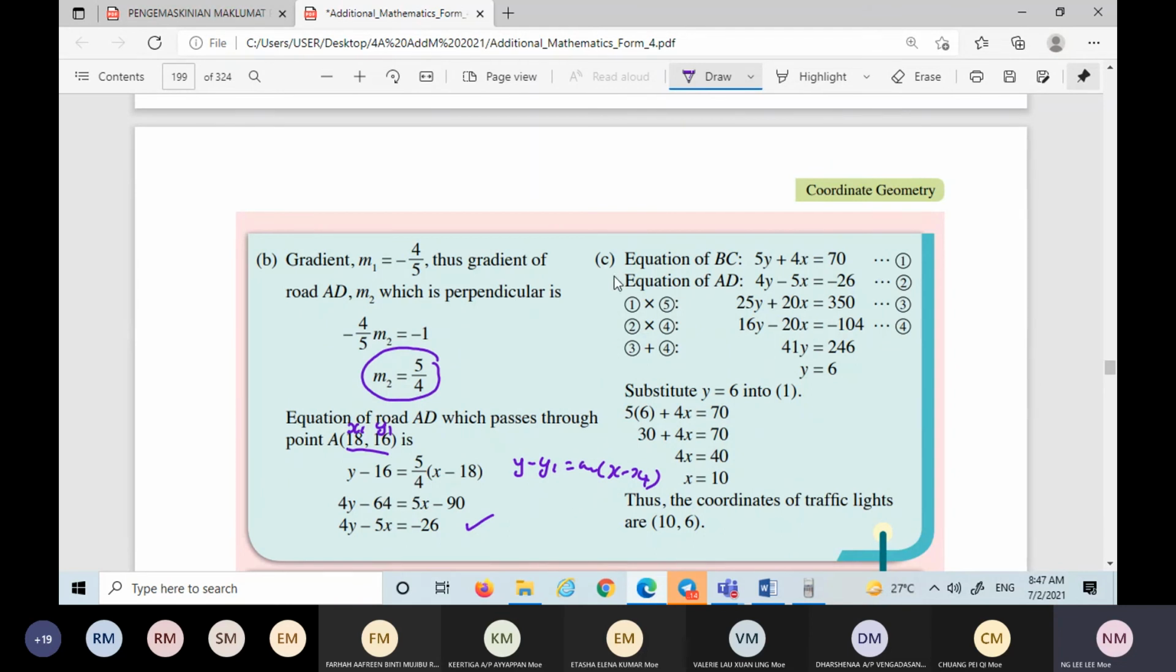Then we go to part C, the coordinate of the traffic light. The traffic light is at AD and BC. So this is the equation of AD that you get from part B, and this is the equation of BC, which is from the question. You want to find the coordinate, so you have to solve simultaneously. This one you have to know. By solving simultaneously, you get the x and you get the y. Then this is the coordinate of the traffic light.